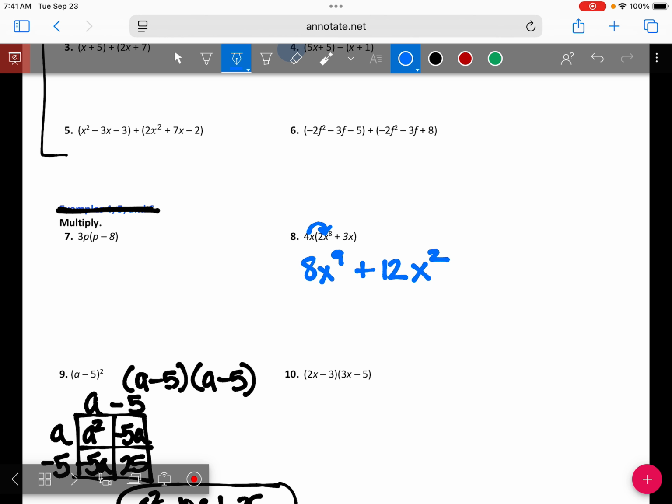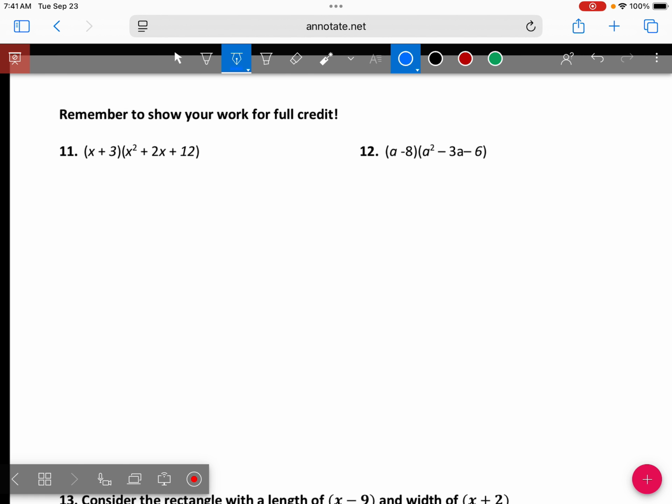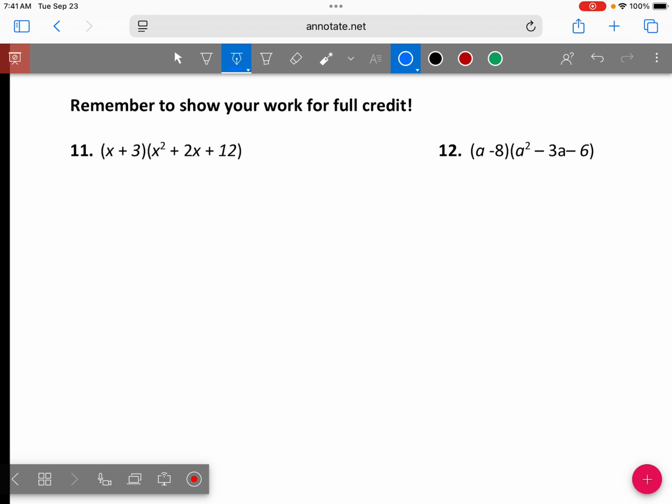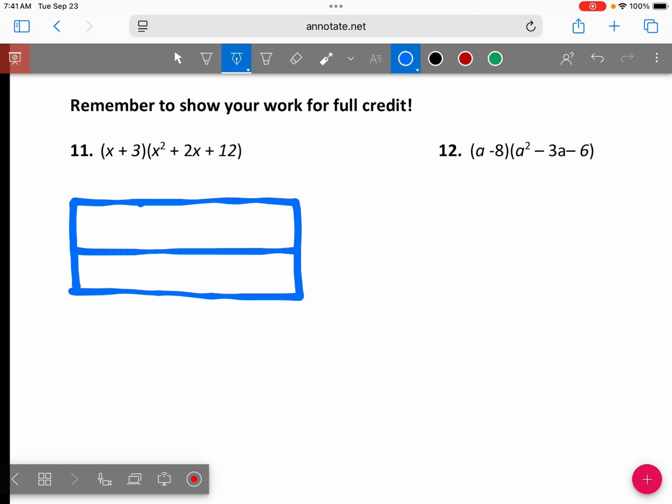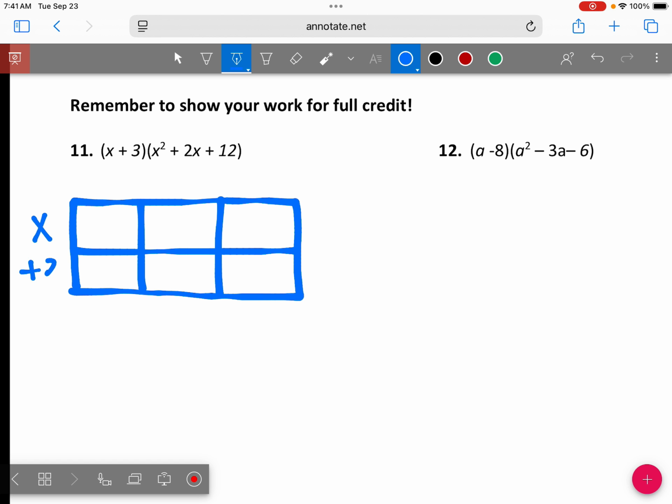So you should be able to complete the entire front. Let me look at the back. We didn't do one like this in our notes. So let's do number 11 together. We need to make a box, but it needs to be a 2 by 3. So we have 6 squares to fill in.